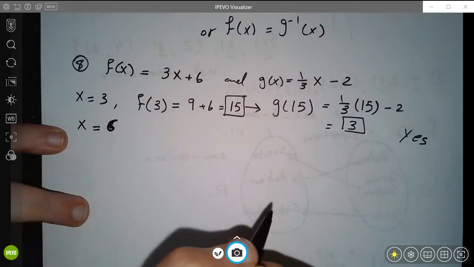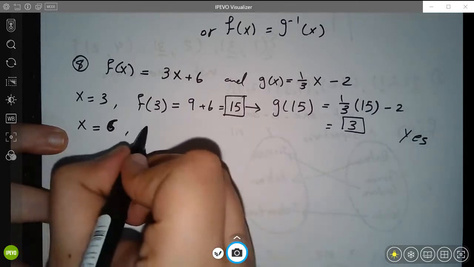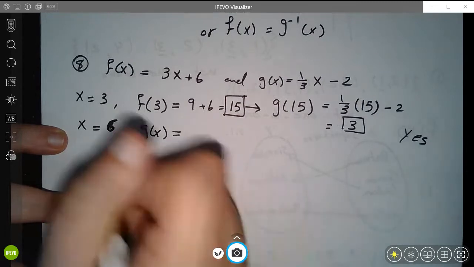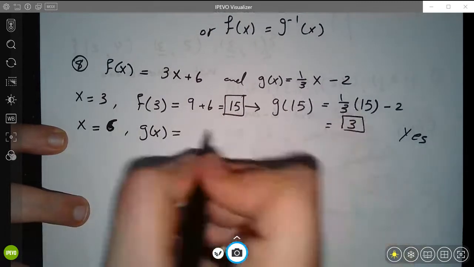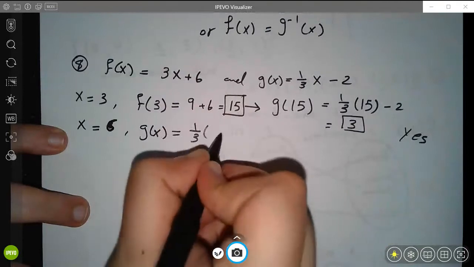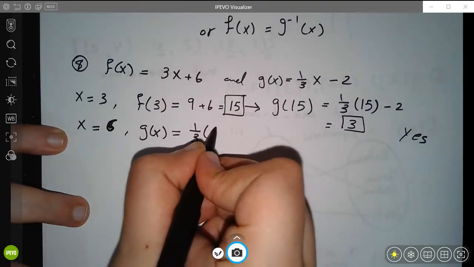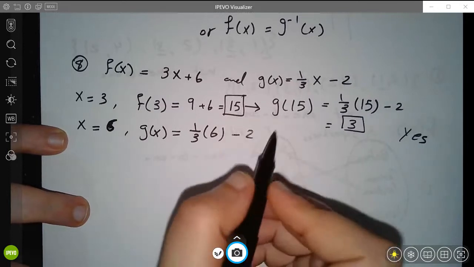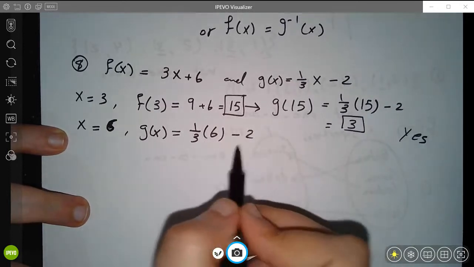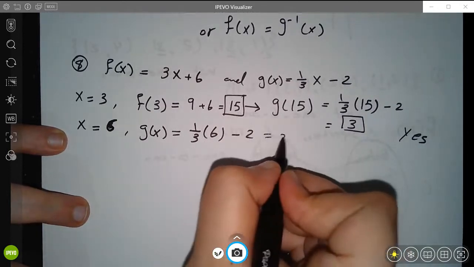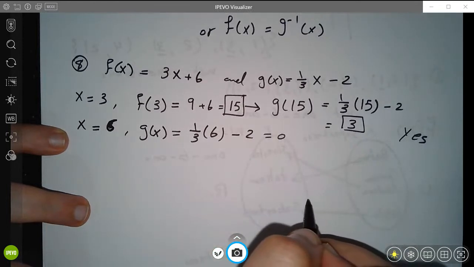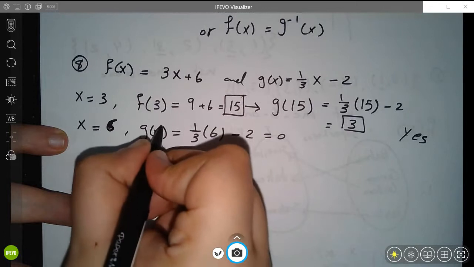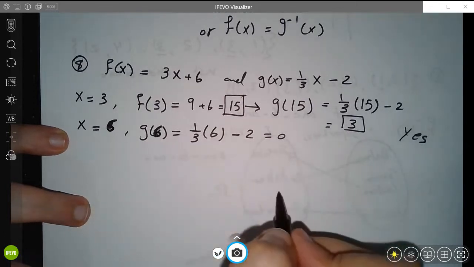So now g of x. Since I'm doing 6, we have 1/3 multiplied by 6 minus 2. So 6 over 3 is 2. 2 minus 2, the answer is 0. Right? So, oops, this is g of 6. It's not x. So g of 6 equals 0.